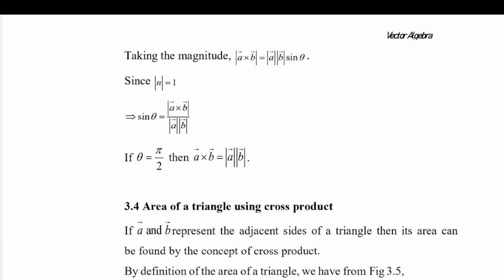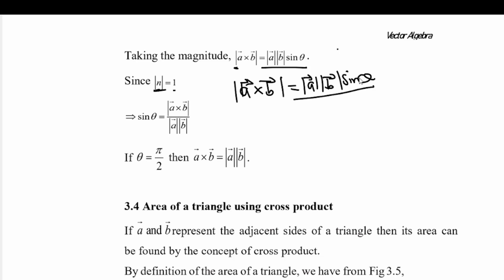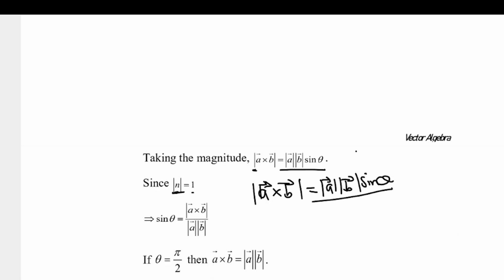So when we take the magnitude of this, we are going to have the magnitude of a cross b equals the magnitude of a times the magnitude of b sine theta, since the magnitude of a unit vector is 1. That is what we are trying to see. So the magnitude of a unit vector is 1, and 1 times the whole of this results in the same thing as the first one that we have over here.